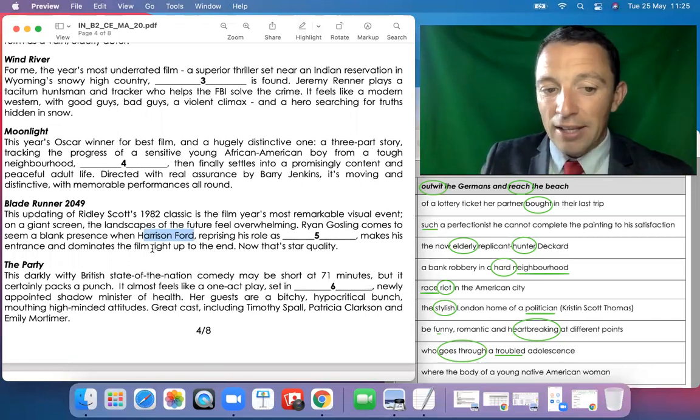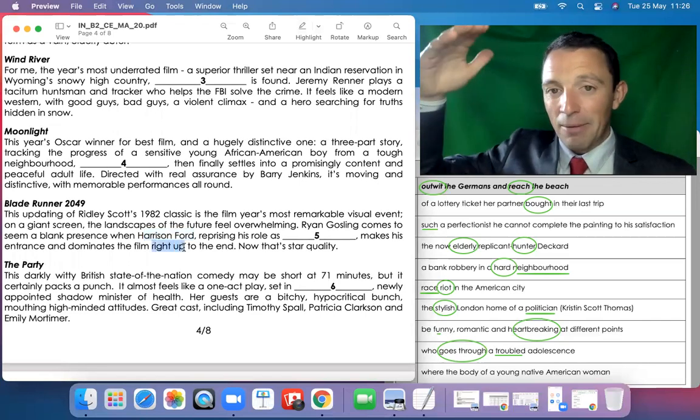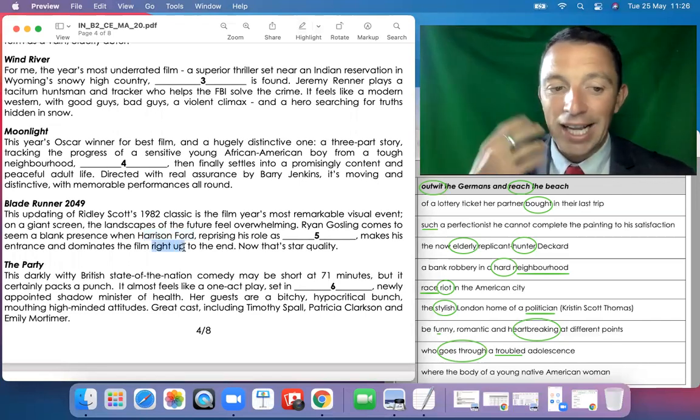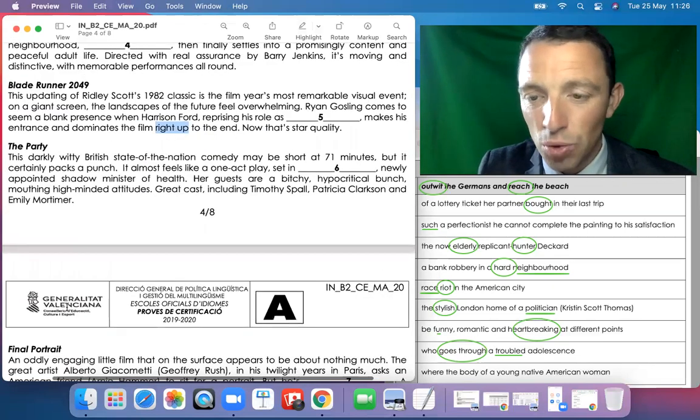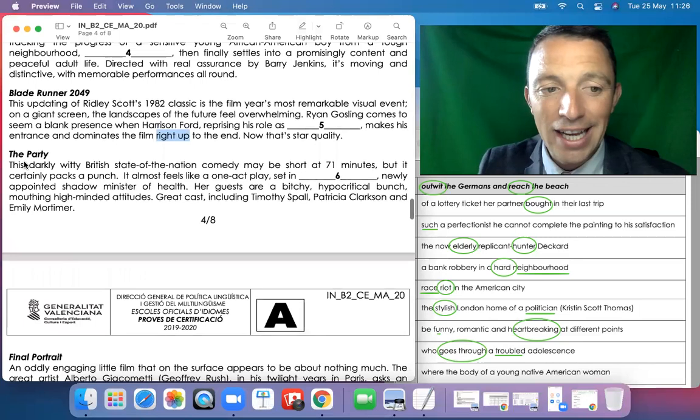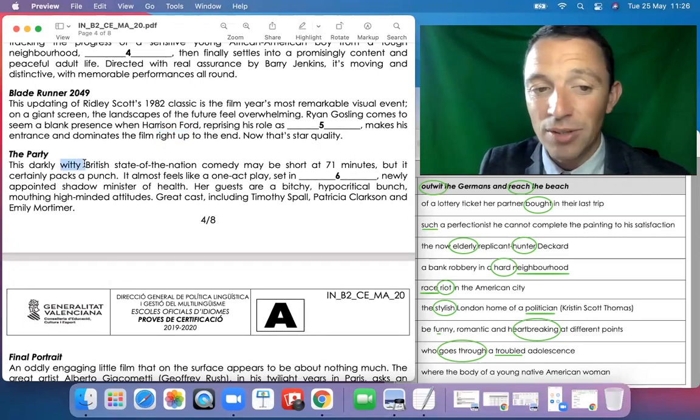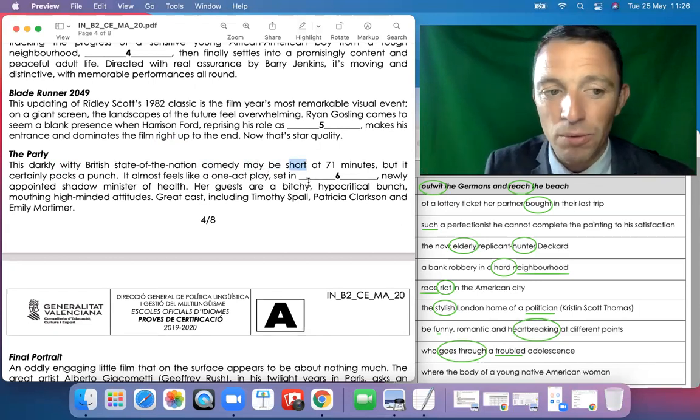Right up to the end means absolutely to the limit, to the very last moment, okay? And he said that's star quality. And the next final two paragraphs, we'll read it very quickly. This darkly witty is like very, very funny and very intelligent British state of the nation comedy may be short in relation to time. It's not long at 71 minutes, but it certainly packs a punch.